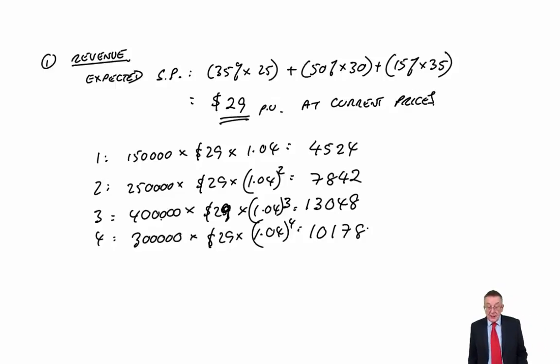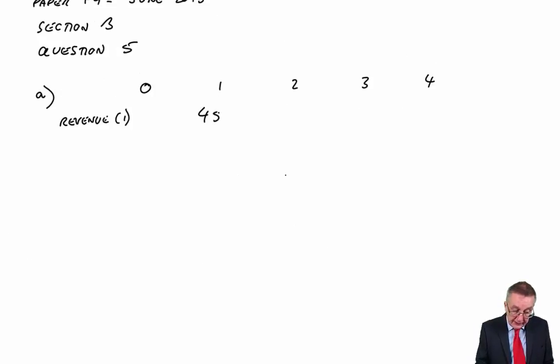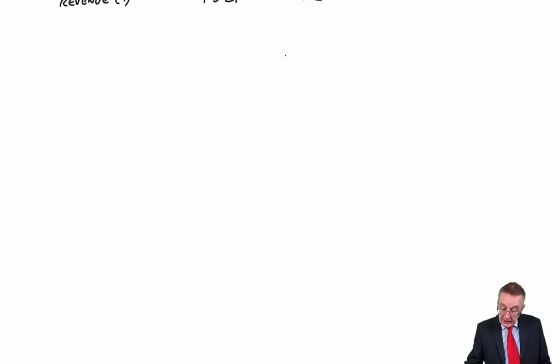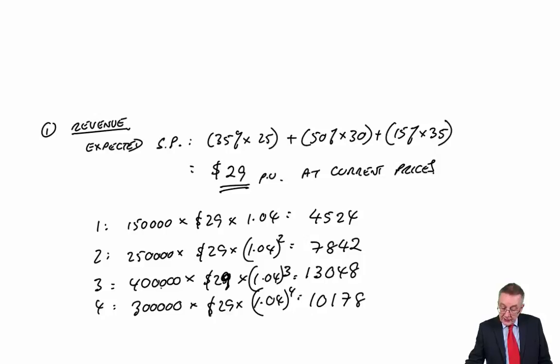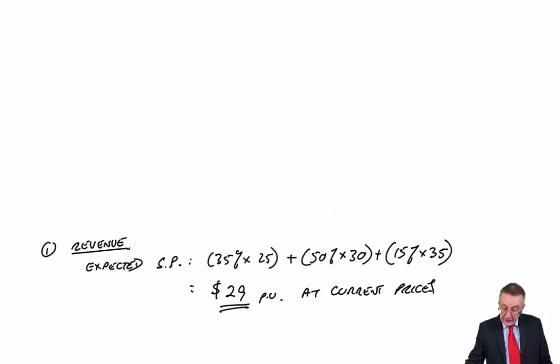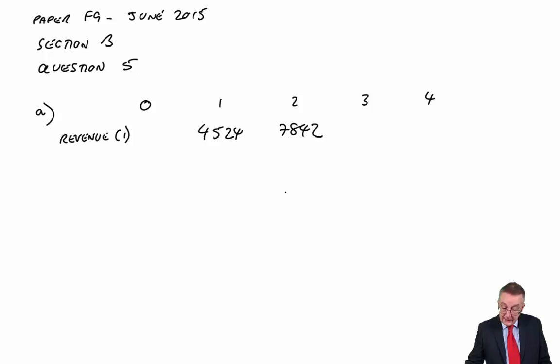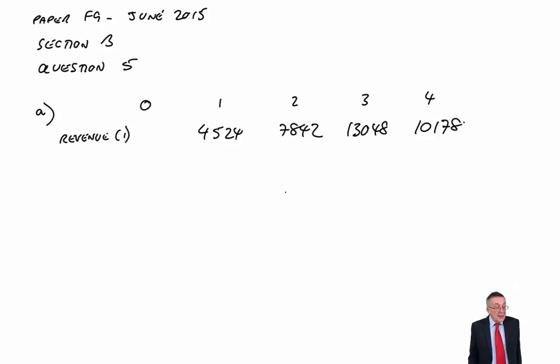So that's all those workings. There are the actual cash revenues I expect. Let's see if I can remember them: 4524, 7842, 13048 and 10178. It's easier for you in the exam because you've got both sheets in front of you. So that's that sorted.